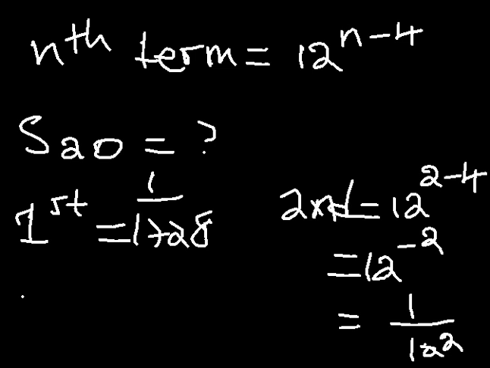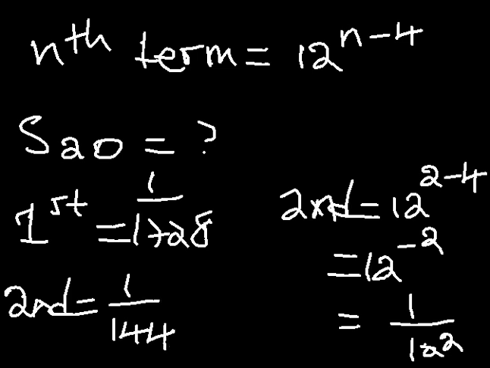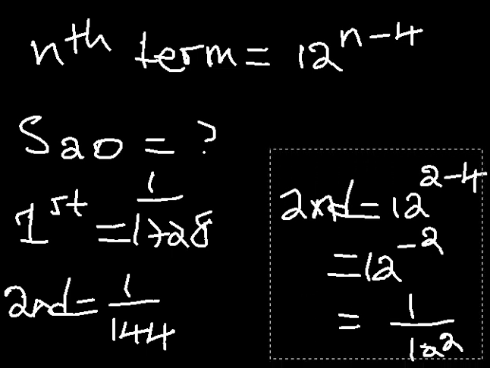So now 12 to the power 2, we'll have it as 144. Which means the second term is given as 1 over 144. And in this case, let's also go for the third term as well, for the sake of convenience.